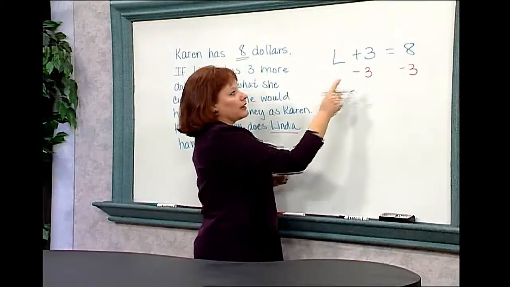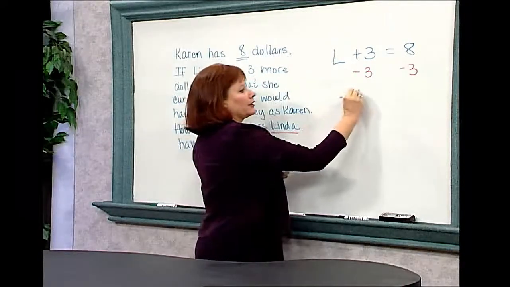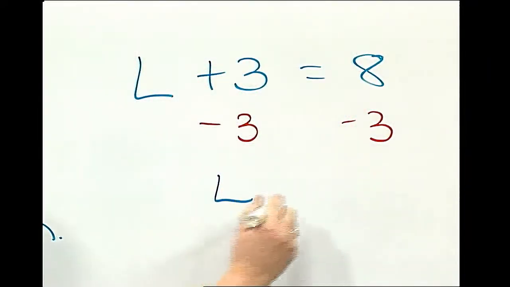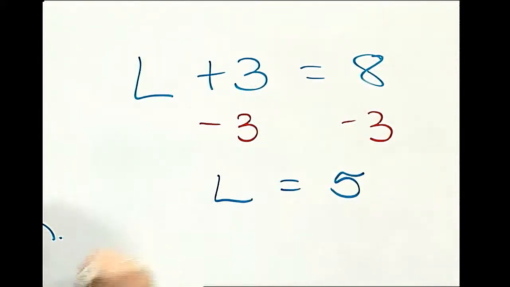When I do that, 3 minus 3 is going to be equal to 0. That number is gone now, leaving me with L, Linda's money, is equal to 8 minus 3, or 5. And we believe that Linda has $5.